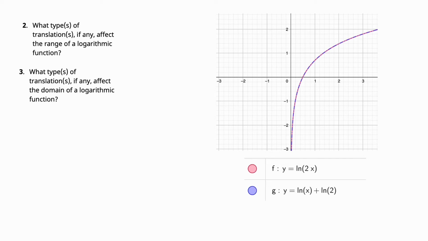So we're getting a hint of one of the properties: if you multiply two things inside of a logarithm, it's the same as adding the natural logs of those two pieces that are being multiplied together.